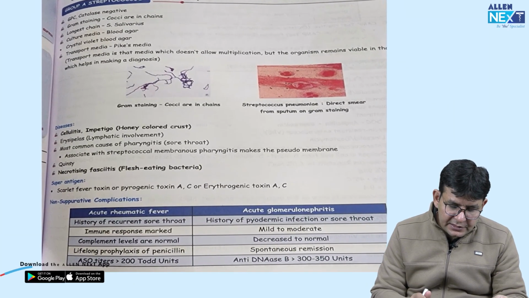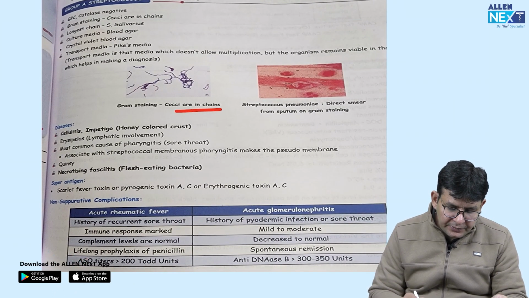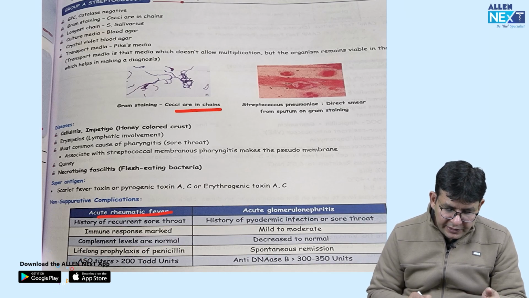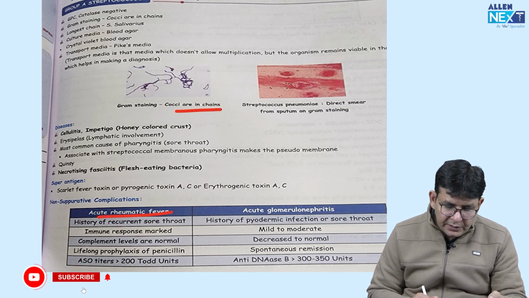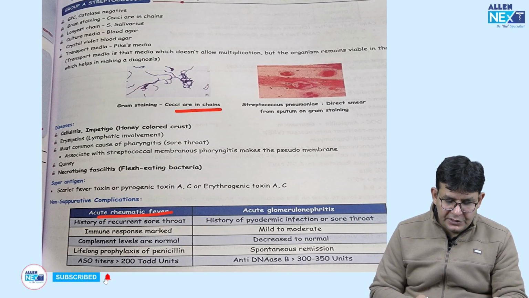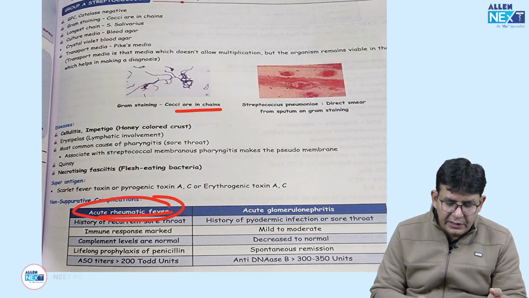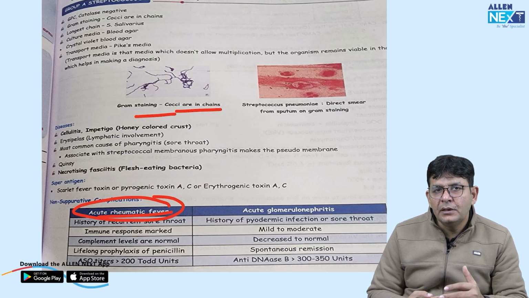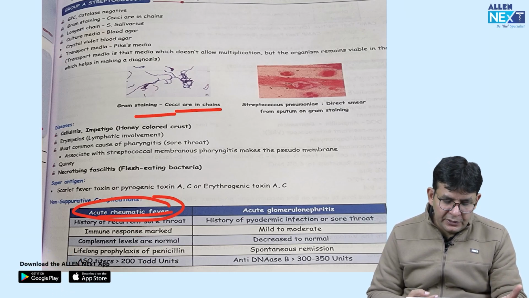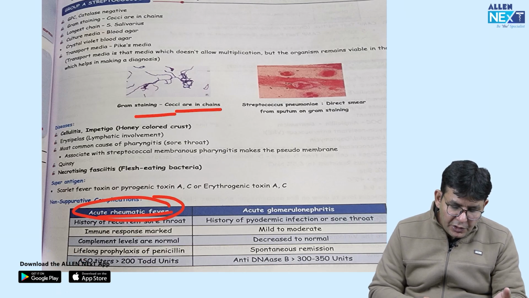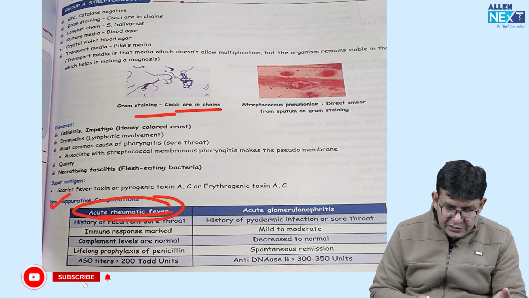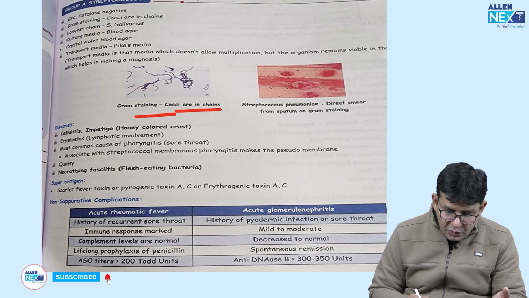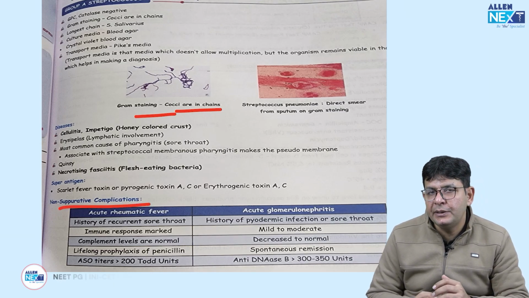And this we have discussed above regarding the cocci in chains. We have talked about acute rheumatic fever, and all these things. So this is very clear that rheumatic fever strongly correlates with this. Gram stain, obviously positive in chains, and we are talking about pyogenes, because they are the non-suppurative complications which I just told you, that there is no pus in them. Okay?